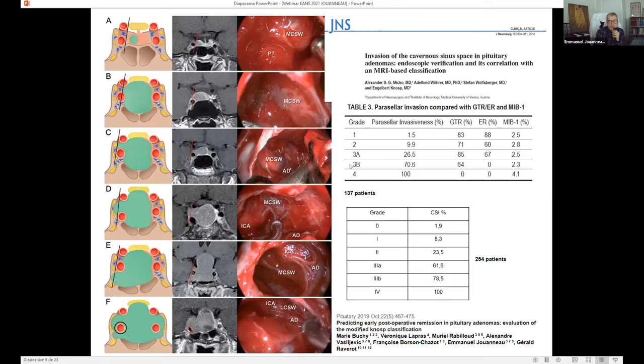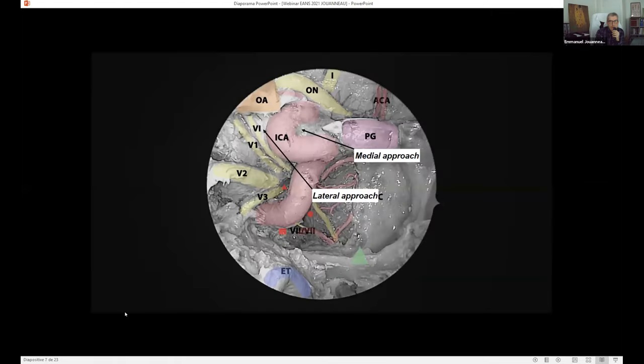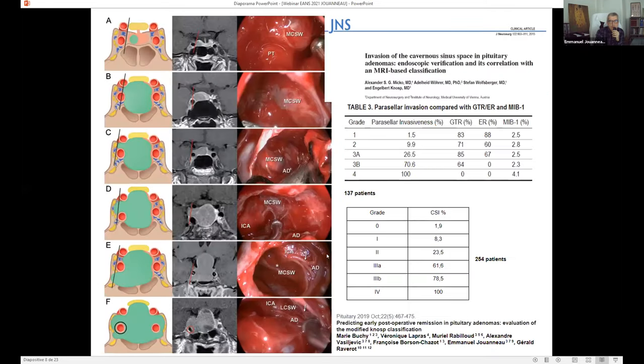There is a subclassification, 3B. The tumor gets below, invading the cavernous sinus below the carotid. And when you have a tumor surrounding the carotid, it's grade 4, and there is 100% cavernous sinus invasion. So it's a very useful classification. There is some debate because it's not always easy to separate grade 2 and grade 3A. And it doesn't take into account an important point for me: you don't have any axial view, and you underestimate the posterior cavernous sinus invasion. That's important as well.